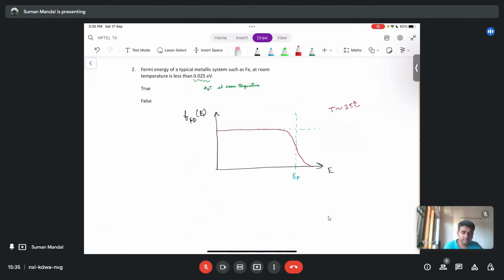So now, since it is at room temperature, there's already a thermal energy. This is a thermal energy that exists in the ambient. You need not apply any extra energy just because of the temperature of the system. There is an inbuilt energy. So in this regime of kBT, the electrons can absorb the energy or release the energy in this kBT.